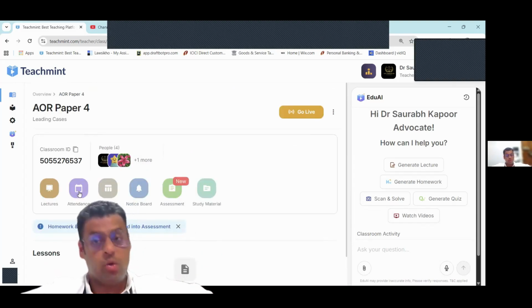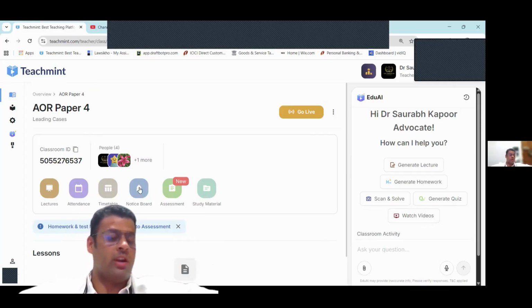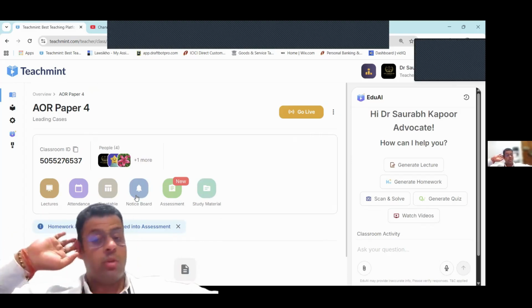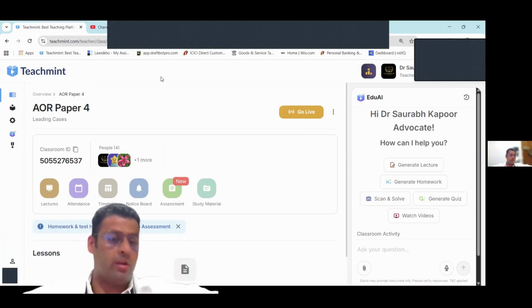Then attendance: whether the student attends or joins the session, the attendance is marked automatically. It comes with the timetable of the complete lecture, when the lectures are delivered and how the course would be conducted. All the information, notices and notifications we get from the Supreme Court will be posted over here, along with all the information about the course.